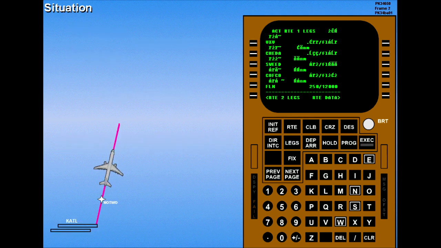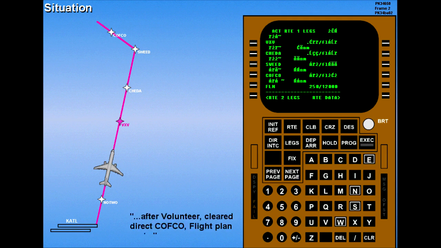In this situation, you have taken off from Atlanta and have just passed North 2, proceeding to Volunteer as filed. ATC now modifies your clearance to read, after Volunteer, clear direct COFGO, flight plan route. Notice that this clearance requires you to bypass the waypoints Cheetah and Swede.